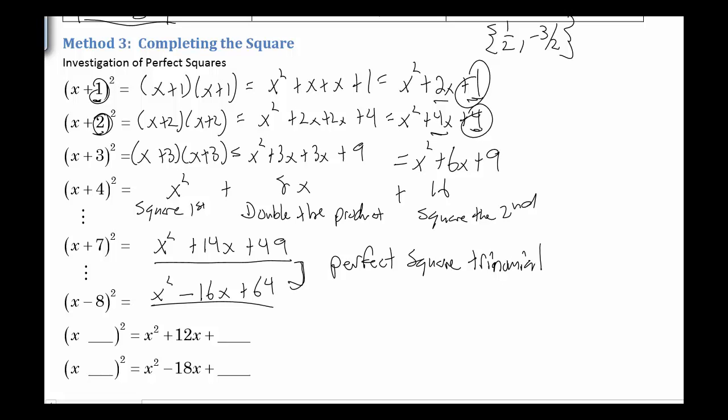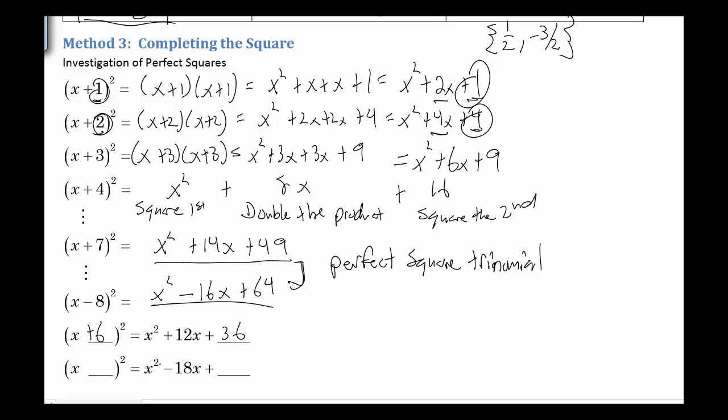Okay. Well, let's continue with this investigation, but let's change the information we're given. So here, I've got x squared plus 12x, so we're saying that we've used this square the first, double the product, square the last, and so we have to come up with what happened. Well, if this 12x is based on double the product, what did you double to get 12x? And that's 6, positive 6. So what does that last number have to be? That has to be a 36.